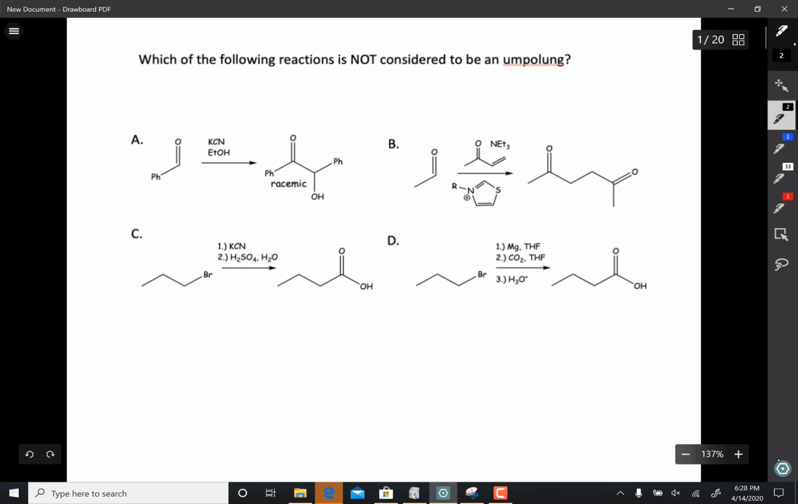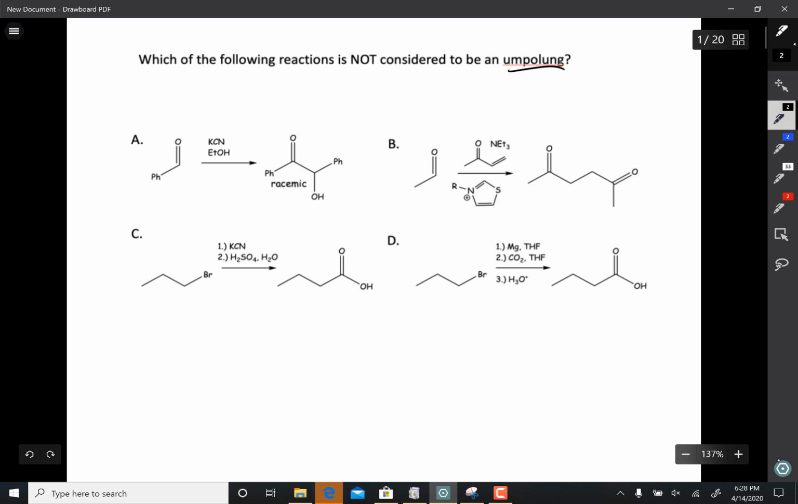In this question, we're asking which of the following reactions is not considered to be an Umpolung reaction. An Umpolung reaction is when you're adding something as a nucleophile that normally would be an electrophile, or adding something as an electrophile that normally would be a nucleophile.